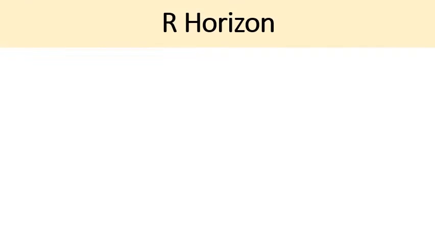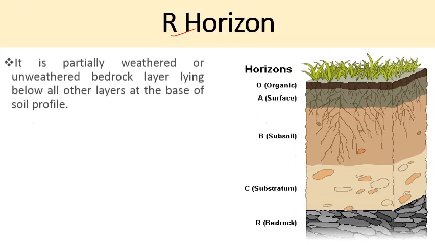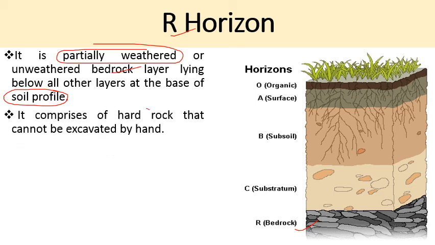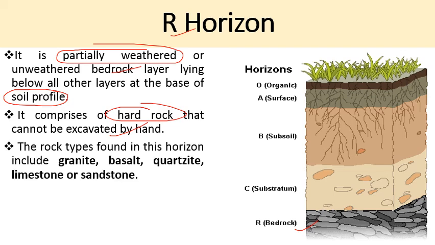Next finally comes the R horizon. So it is partially weathered or unweathered bedrock lying just below all other layers at the base of soil profile. So this is the base layer of soil profile. It comprises of hard rock that cannot be excavated by hand. And the rock types found in this horizon include granite, basalt, quartzite, limestone, or sandstone.